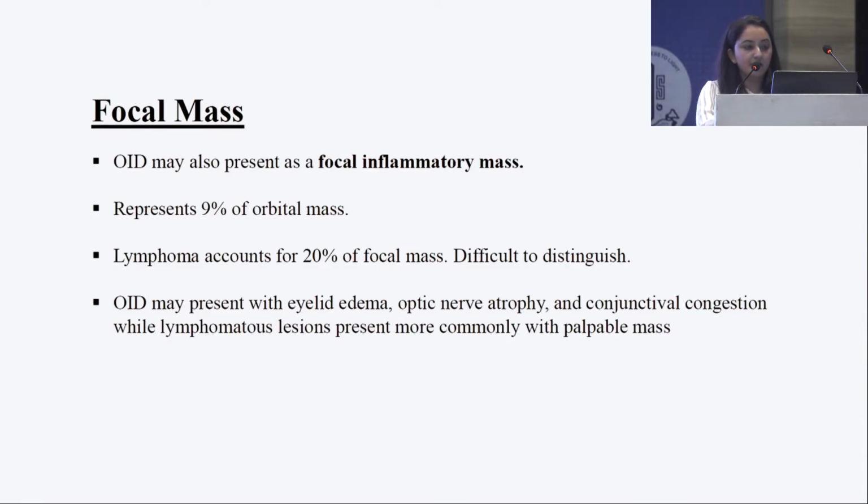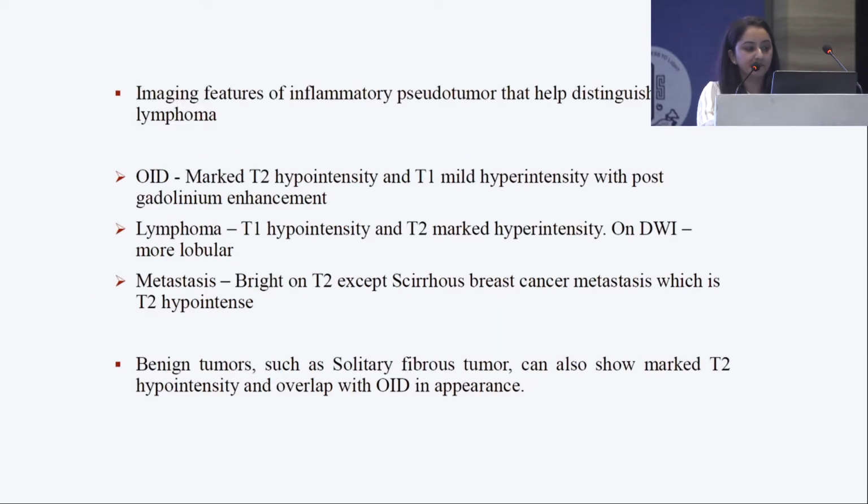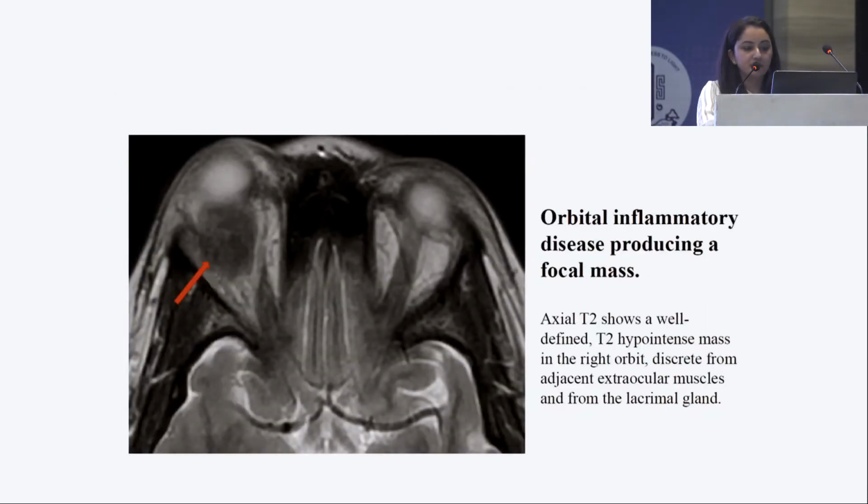Idiopathic orbital inflammation sometimes may present as a focal inflammatory mass, and almost 9% of cases can present in that way. So it presents with eyelid edema, or if it is more extensive, there can be optic nerve atrophy, to be differentiated from lymphomatous lesions, which present more commonly as a palpable mass. So this is an orbital inflammatory disease which is producing a focal mass effect.